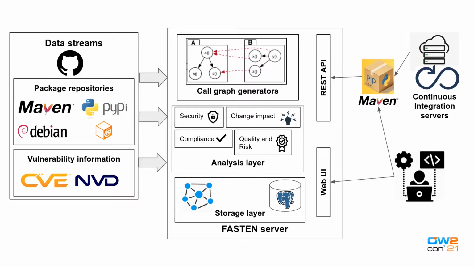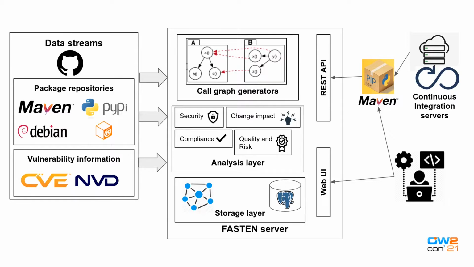So this is an overview of the architecture of FASTEN. As I said, FASTEN will generate the call graph. For that, it will use the binary version of the libraries publicly available in central repositories. But to have a more accurate call graph, it will also use the source code and mix the call graph generated from static code analysis and dynamic code analysis together to have the most accurate call graph possible.